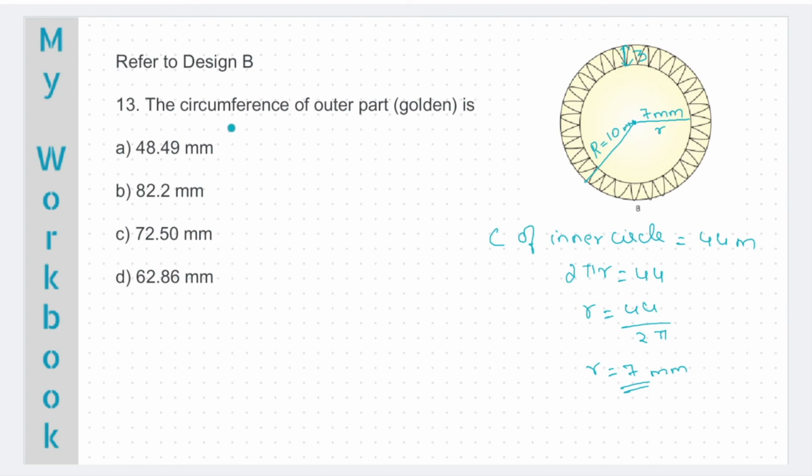Now we need to find the circumference of the outer part, which will be 2 pi r, where radius is 10 millimeter. Since the answer is given in decimals, let's use the value of pi as 3.14. 2 into 3.14 into radius 10 will give us 62.8 millimeter. So the closest would be option D. Answer is 62.86 millimeter. Let's go on to the next sum.